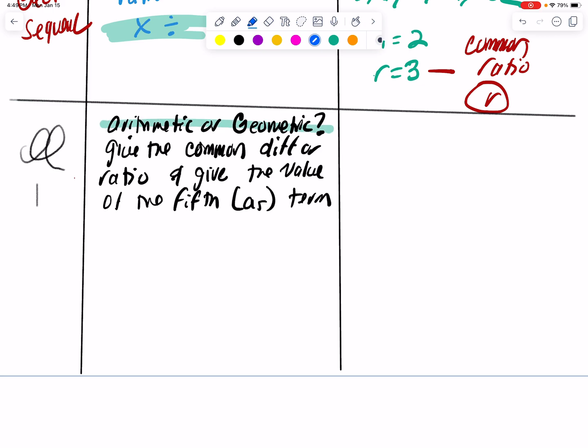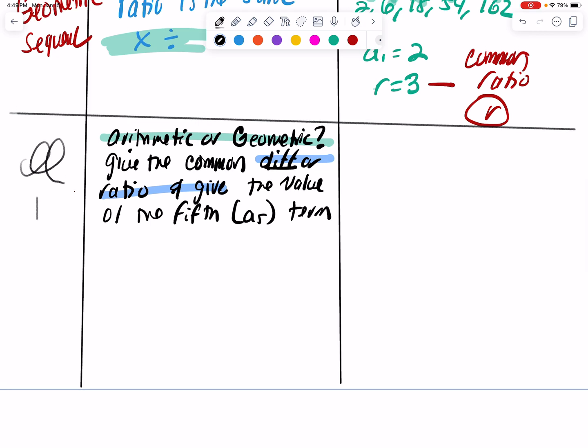So first it's going to ask you: is it arithmetic or geometric? Give the common ratio or, I missed something, difference. Oh, it is here. Give the common difference or ratio, and then do the fifth term. So it's literally asking you for 3 things. Okay, 1, 2, 3. All right. So let's look at it.